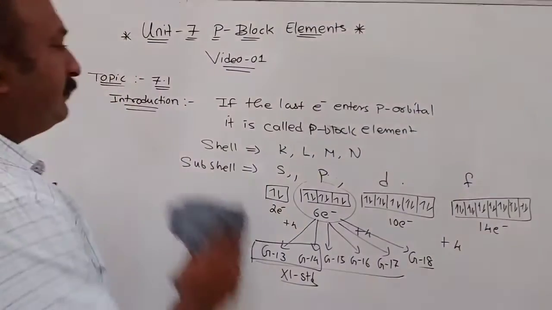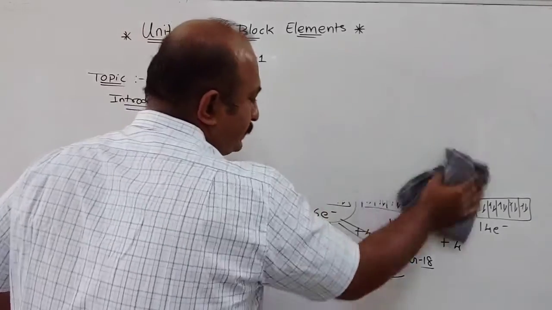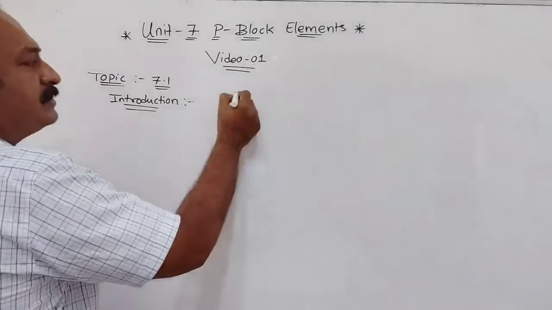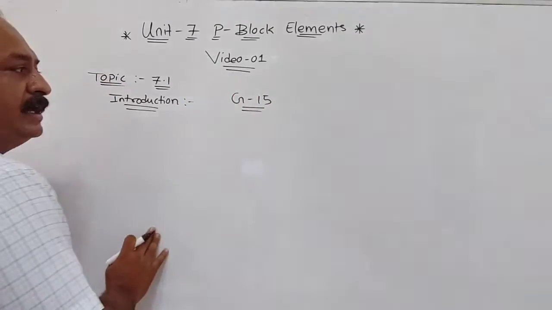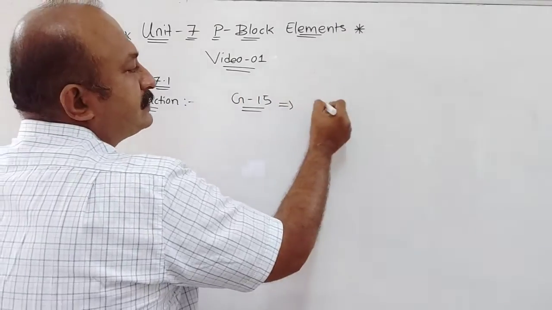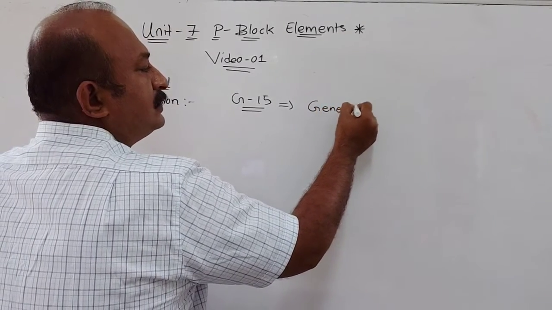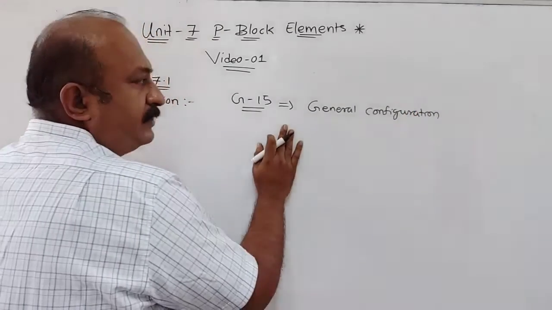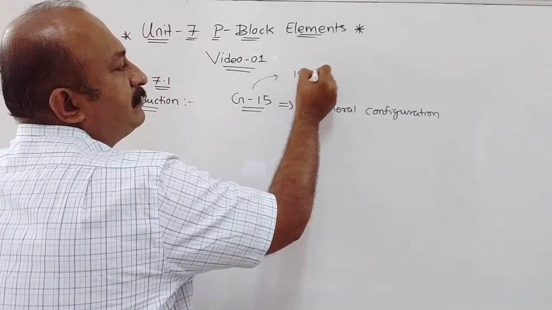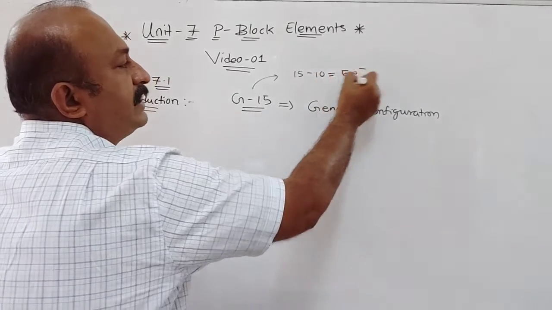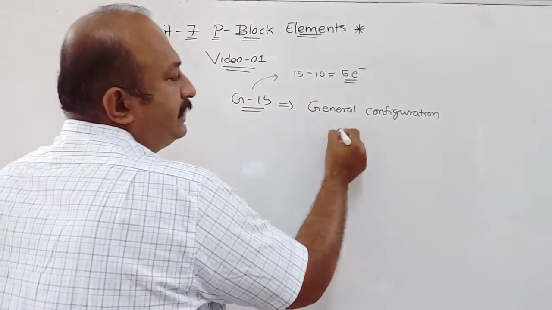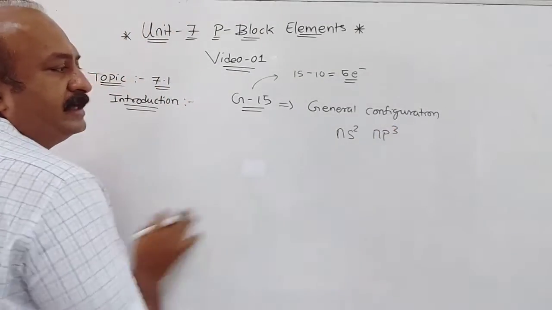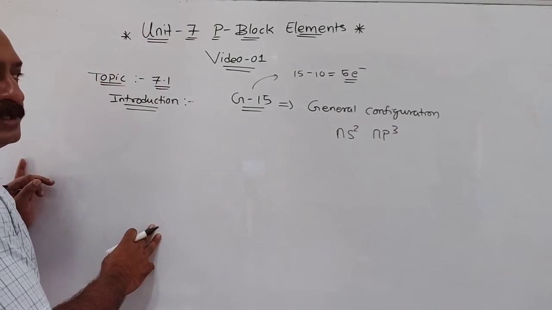Now in this chapter, first of all, for the P block elements, we will start with group 15. To remember the general configuration of group 15, there is a technique: 15 minus 10. So 5 electrons are left out, which you can accommodate as ns2 and np3. So the last 3 electrons will be in the P orbitals: ns2, np3.